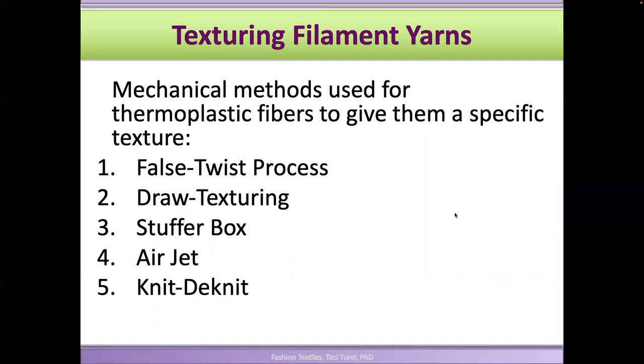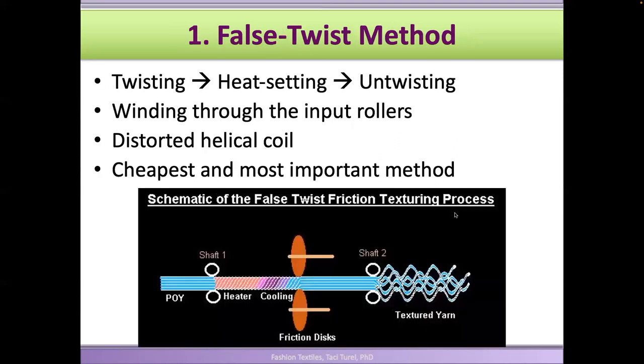But false twist is one method. Some of these are mechanical. Some of these use heat to create the texture on the yarn. The false twist method basically gives a twist to the fibers that are usually thermoplastic. With the synthetics, because they have this heat setting property, you give it a little bit of twist, you heat it up so that that twist becomes permanent. When you cool it, it stays in that twist. And then when you make the yarn and you relax it, it goes back to that twist.